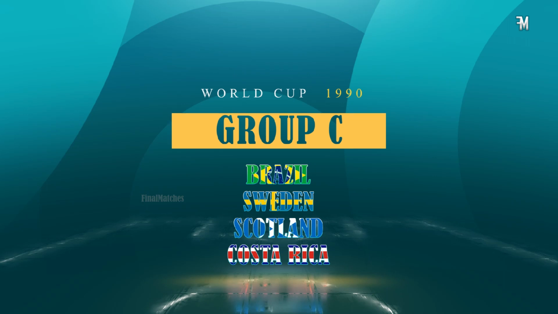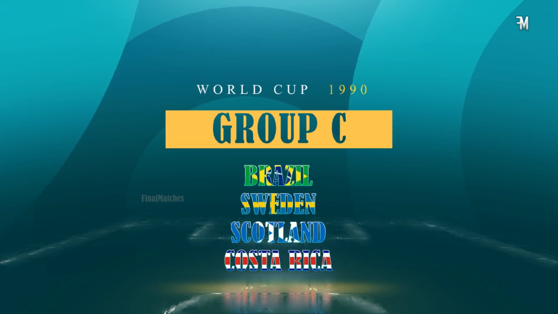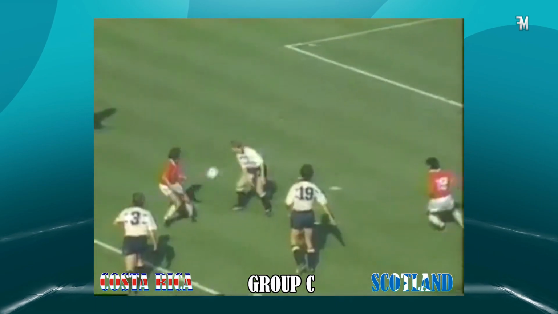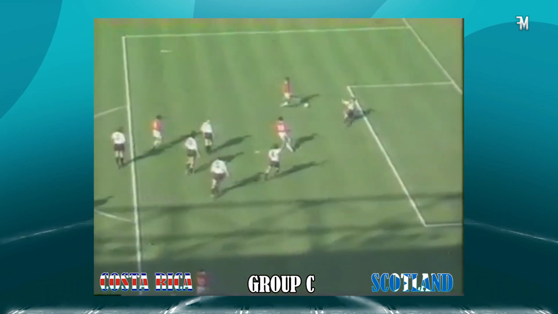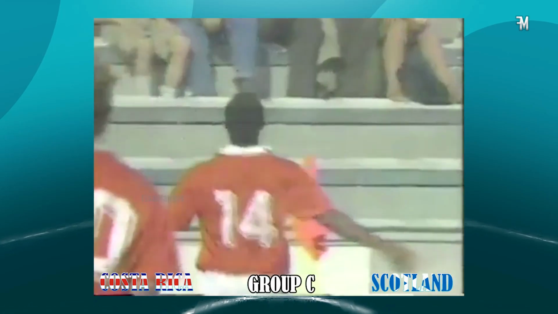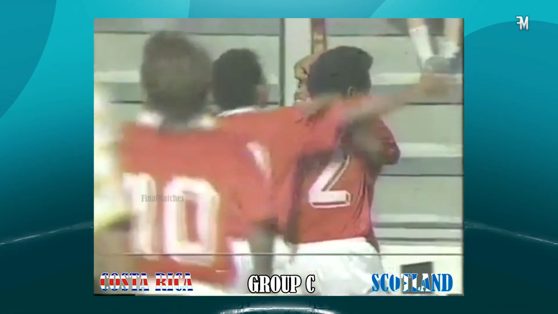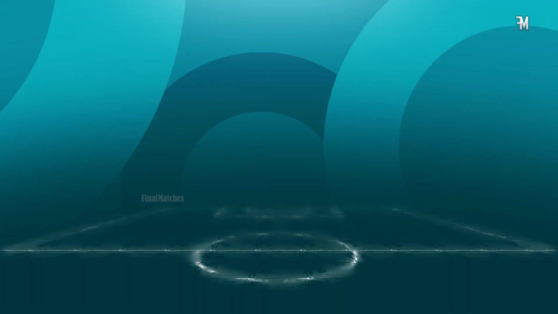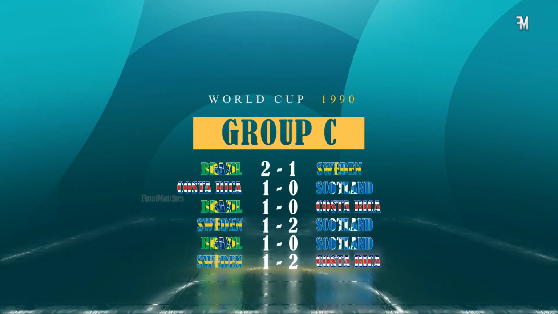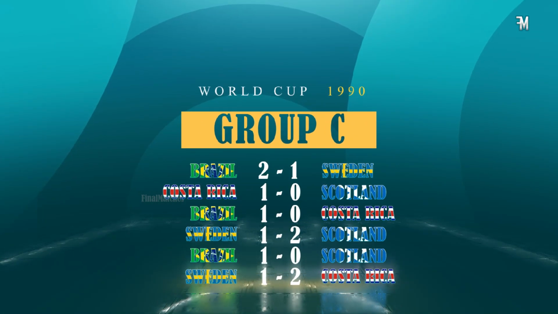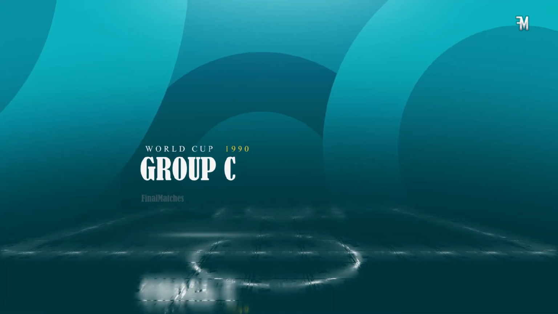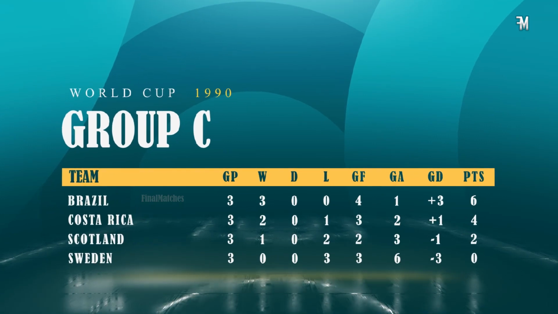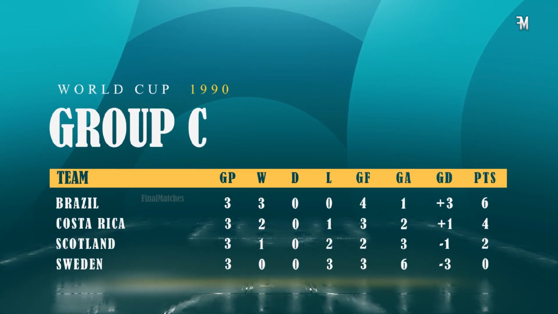Group C included Brazil, Sweden, Scotland, and Costa Rica. Costa Rica, which was experiencing its first appearance in the World Cup, started very strong. They won their opening game against Scotland with a score of 1-0. And in their last game against Sweden, they won 2-1 to advance from the group stage. As usual, Brazil went to the next stage of the games as the first team in the group with 3 victories.